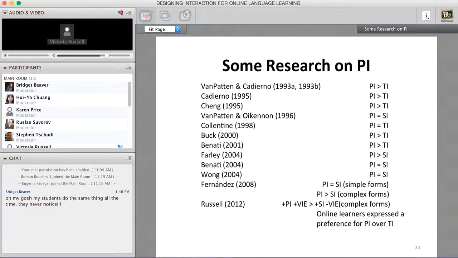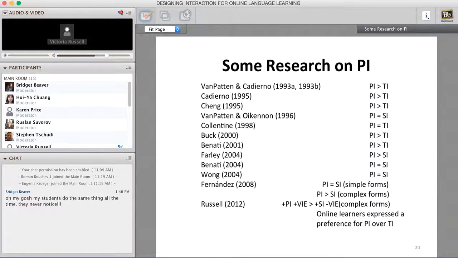Most of the research in PI has shown that processing instruction is superior to traditional instruction for interpretation tasks and equal to traditional instruction for production tasks. This is a very noteworthy finding because in all of these studies listed here, the learners who had processing instruction never once produced the targeted forms during their instructional treatments, yet they performed equally well on production tasks as learners who received traditional output based instruction.